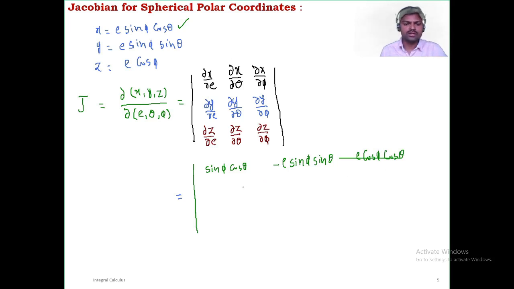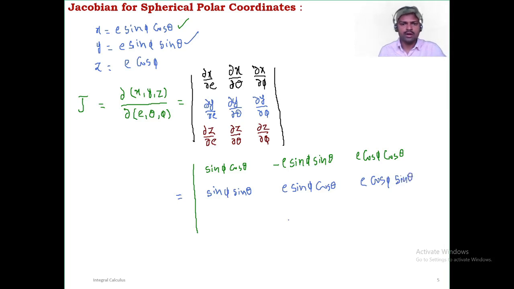Next, about y. Now concentrate on the second transformation: y is equal to rho sin pi sin theta. Now what is dou y by dou rho? With respect to rho, it is sin pi sin theta. Next, the 2 comma 2 entry, second row, second column, dou y by dou theta. So rho sin pi cos theta. Next one, dou y by dou pi. So rho cos pi sin theta.